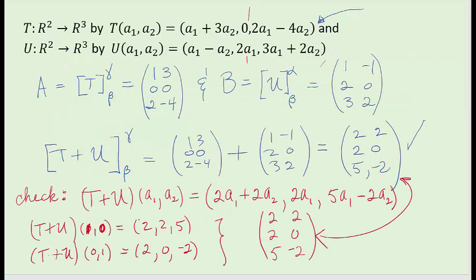Here is an example to illustrate Theorem 2.8. If T takes R2 to R3, and so does U, we have the rules for them here: T of (a1, a2), U of (a1, a2). We can get the matrix for A. In fact, we already did. That was 2 slides back.